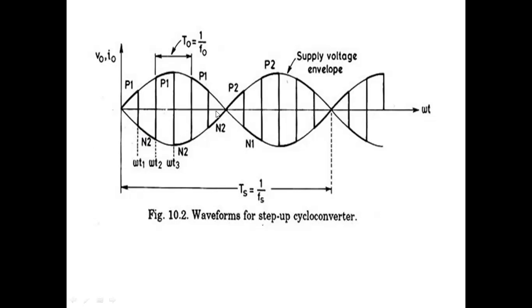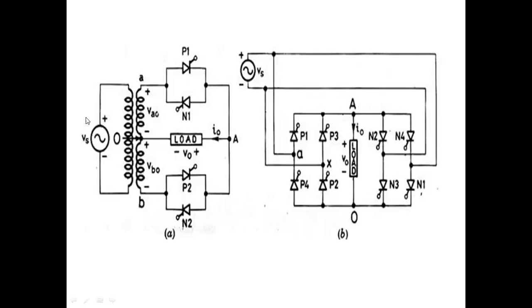Here from 0 to pi, the polarity will not change. It will be the same polarity. This polarity, plus and minus, will not change up to pi. So here we can give firing pulses to P1 and N2. When you give a firing pulse to P1, I'm not giving a firing pulse to N2. I'm giving a firing pulse only to P1.